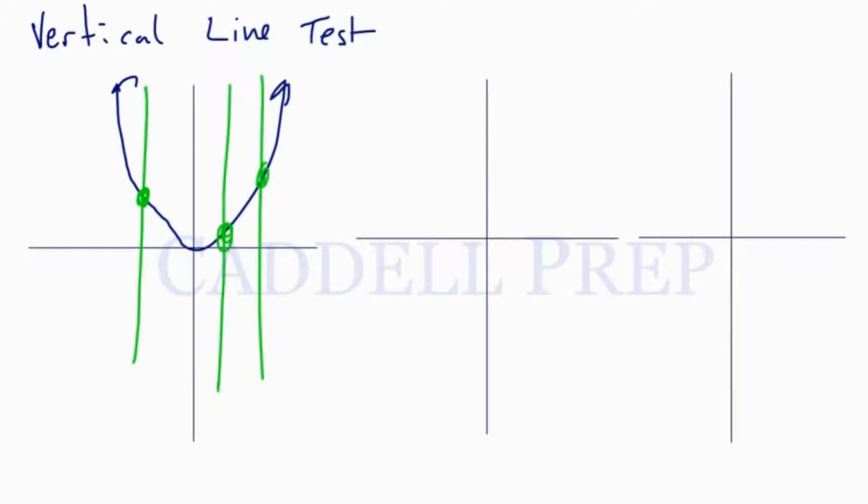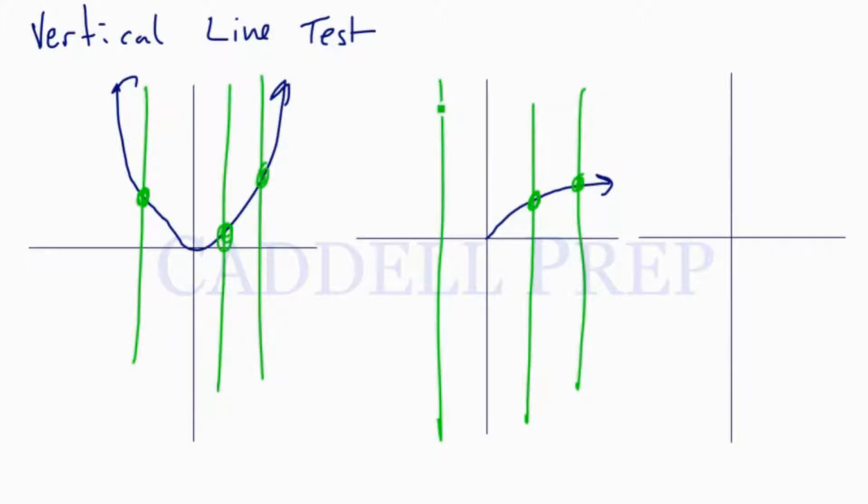it in one location. If we did this graph again, the square root of x, and we test it with the vertical line test, we see that if we draw a line here, it only intersects in one location. If we draw it here, only one location. If we draw it over here, it doesn't intersect at all, but that's okay. It can intersect 0 times or 1 time. It just can't intersect more than 1 time.